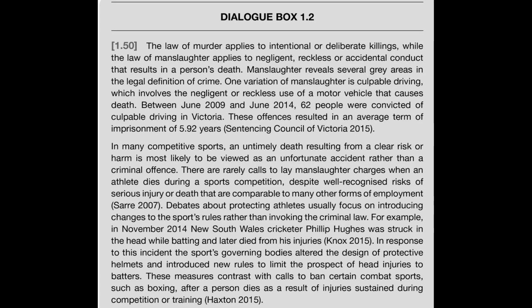One variation of manslaughter is culpable driving, which involves the negligent or reckless use of a motor vehicle that causes death. Between June 2009 and June 2014, 62 people were convicted of culpable driving in Victoria. These offences resulted in an average term of imprisonment of 5.92 years. Sentencing Council of Victoria 2015.